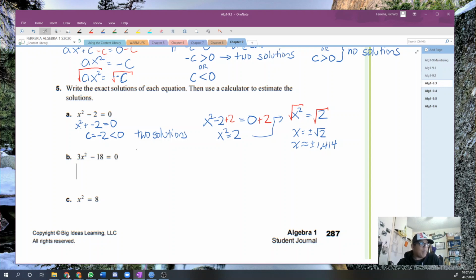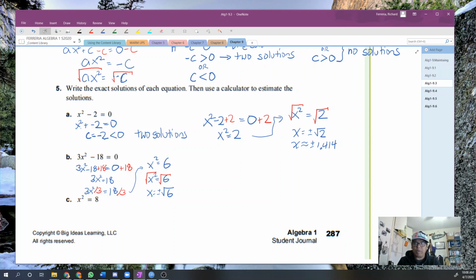For 3x squared minus 18 is equal to 0, the first thing that you're going to want to do is add 18 to both sides, and what you get is 3x squared equals 18. After you've done that, you're going to want to solve for x squared. So you're going to divide everything by 3, and you get x squared equals 6. Now that you've got that, you're going to apply a square root on both sides, and that's the key. The square root goes on both sides. So what you get is x equals positive and negative square root of 6.